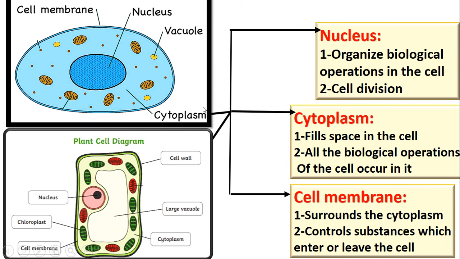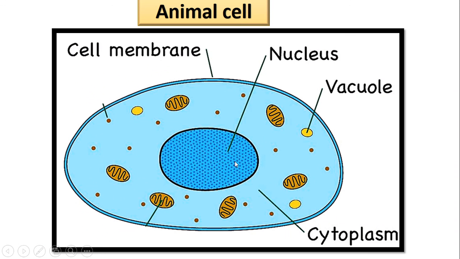The last time we talked, there are three parts in both the animal cell and the plant cell, which are nucleus, cytoplasm, and cell membrane. Let's take a look at the animal cell. The animal cell consists of the three parts: nucleus, cytoplasm, and cell membrane. And there is another part called vacuole. Vacuoles are small parts inside the animal cell storing the food. So this is the vacuole.